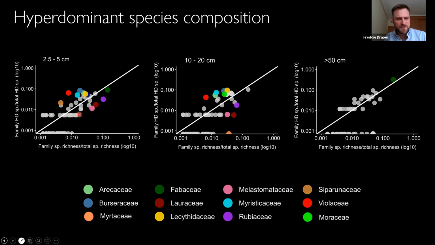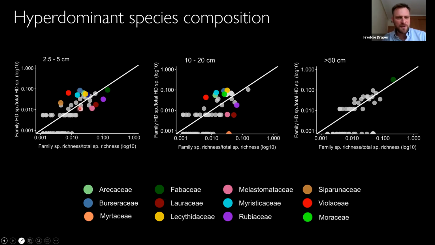Okay, so in the smallest size class, we see, sorry, in this 1-to-1 line, this white line represents what we'd find if that was the case. So if it was purely dictated by the number of species in that family, all families would line up along this white line, but we see some significant deviations from that. So some examples then, if we look in the understory, a number of families are more abundant, or they have more hyperdominant species than we'd expect by chance.